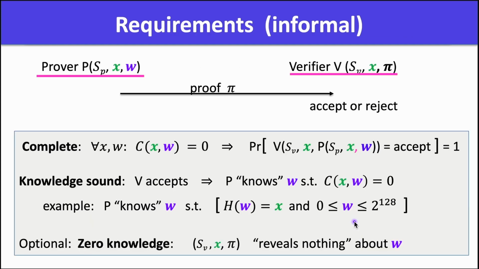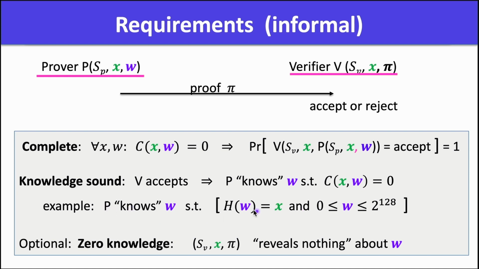We outlined a number of requirements for an argument system. The first requirement is that this proof system be complete, meaning that the honest prover will always produce a proof that the verifier will accept. The second property is what we call knowledge soundness, which means that if the prover is able to produce a proof that the verifier accepts, that means that the prover must know some witness w such that C(x, w) is equal to 0. We saw last time how to define this more precisely using an extractor that's able to extract the witness w from a prover that's able to convince the verifier.